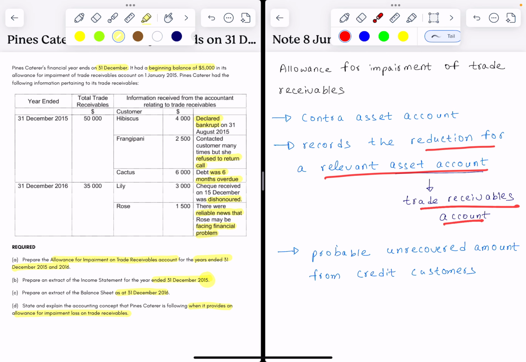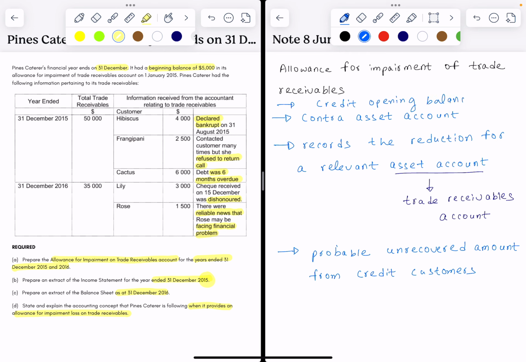So whatever reduction the trade receivables have to go through, they are stored in a separate account, which is what we refer to as the allowance for impairment of trade receivables account. And therefore, this is classified as a contra asset account. By default, all contra asset accounts should have a credit opening balance, which means when allowance for impairment goes up, we credit it, and when it goes down, we debit it.